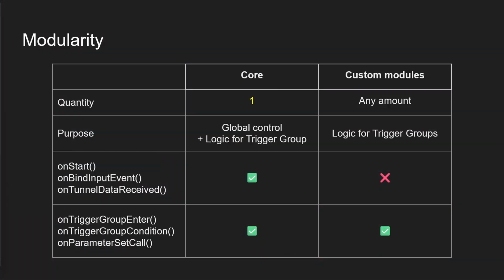So far we've been using only the core module. It is the basic module that controls all the major events happening on the track, like start, pressing keys, or communicating with the server. If you have triggers, it is a good idea to create additional modules, so logic is separated. It is even more useful if you have multiple trigger groups, each with its own logic. Custom modules cannot have global control events. However, core module can have trigger logic too.